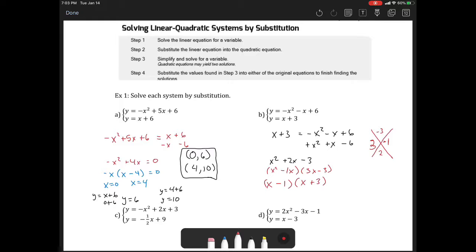I'm going to find my answers for both of those, and I've got x equals 1 and x equals negative 3. Substitute that back into my equation. So my first one, I've got y equals 1 plus 3. So then my y is going to be 4. My second one is going to be y equals negative 3 plus 3, which means my y will be 0. So my answers in this one will be 1, 4 and negative 3, 0.